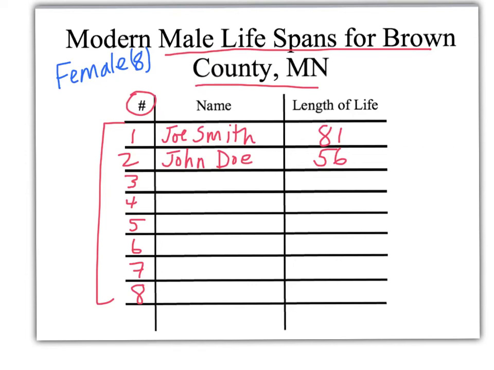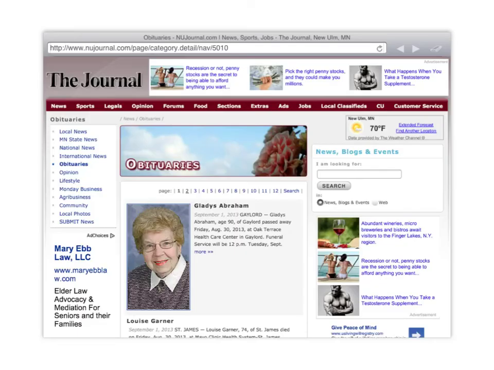Now you're probably wondering where you're going to get this lifespan information to fill out your 2 tables. Well, the most common place we go to find length of life data is an obituary. We're going to go to the New Ulm Journal obituary because we're looking for Brown County data. The website is right up here, so you can put that into your computer. It'll take you to a page that looks kind of like this, and you'll see the information you need right there. So we've got our first individual listed here, Gladys Abraham. She died when she was 90 years old.